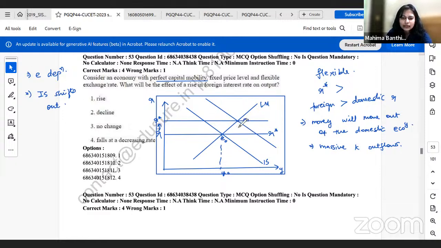So my E1 is at an output which is higher than my initial E naught. The new rate of interest is R star. Output is higher than before. So what will be the effect of a rise in foreign interest rate on output? The output is going to rise.